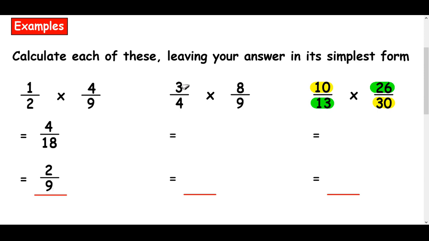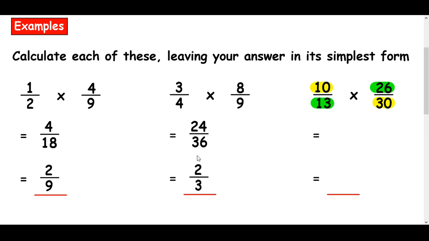Okay, let's try the next one. If we do top times top, 3 times 8, which will give you 24, and 4 times 9 is 36. Again, you want to try and simplify that. Now you could half it and go to 12 over 18. You could divide by 4 and go to 6 over 9. But actually the biggest number they both divide by is 12. And you'll get 2 over 3.